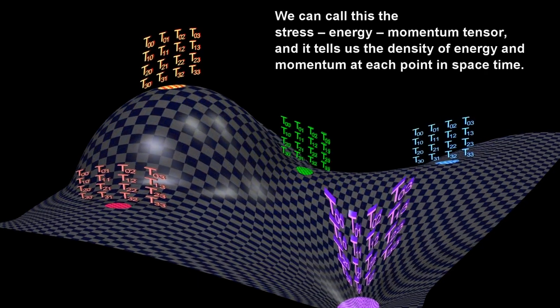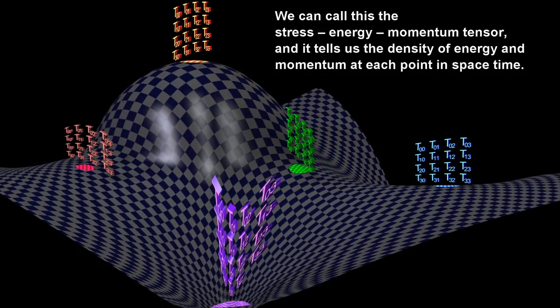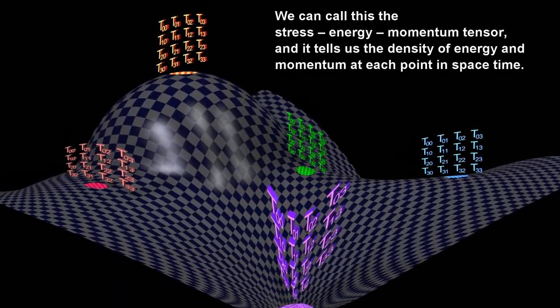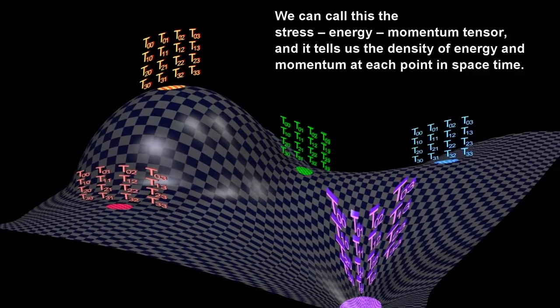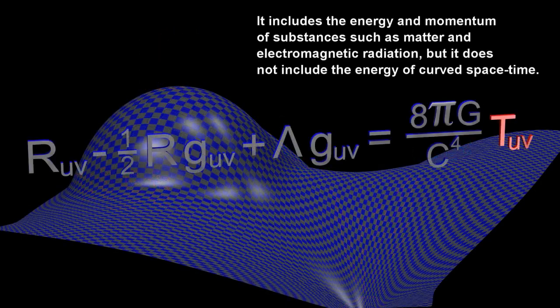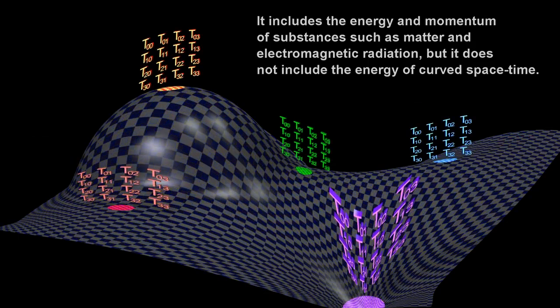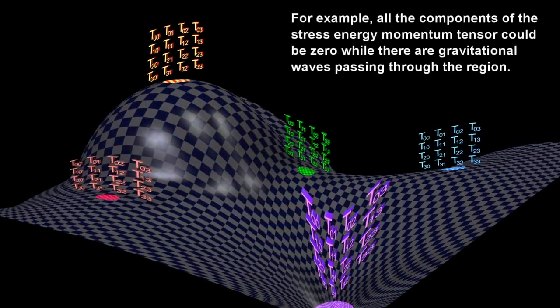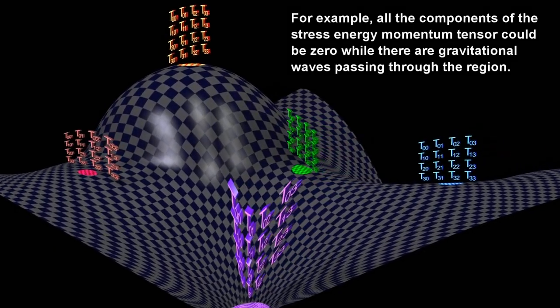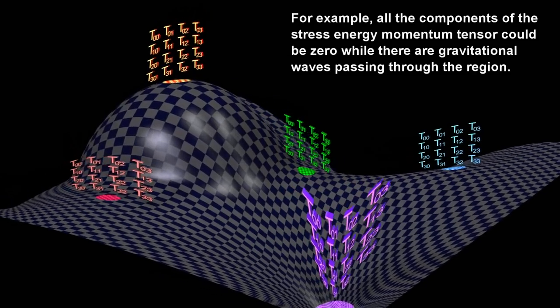We can call this the stress, energy, momentum tensor, and it tells us the density of energy and momentum at each point in space-time. It includes the energy and momentum of substances such as matter and electromagnetic radiation, but it does not include the energy of curved space-time. For example, all the components of the stress-energy-momentum tensor could be zero while there are gravitational waves passing through the region.